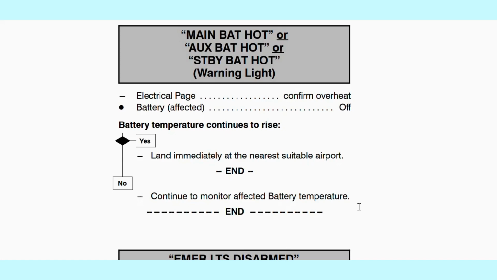And oxygen and fire are not a very good combination because it just leads to an explosion. Okay, now if you have a main battery hot, aux battery hot, or standby battery hot caution, warning light rather, it's a warning light as well. You have to be very careful because you may end up in a situation that you don't want to be in.